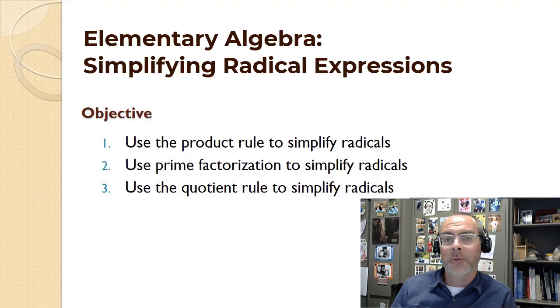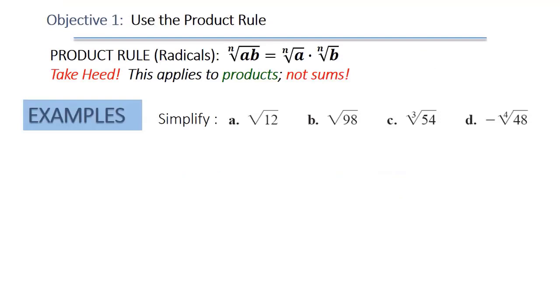We'll do that by factoring the radicand into smaller pieces, and then we'll also look at the quotient rule for roots to see how to simplify fractional roots. So let's get started. Okay, so all of our work today is going to be based on one important fact here, and that is what we call the product rule for radicals.